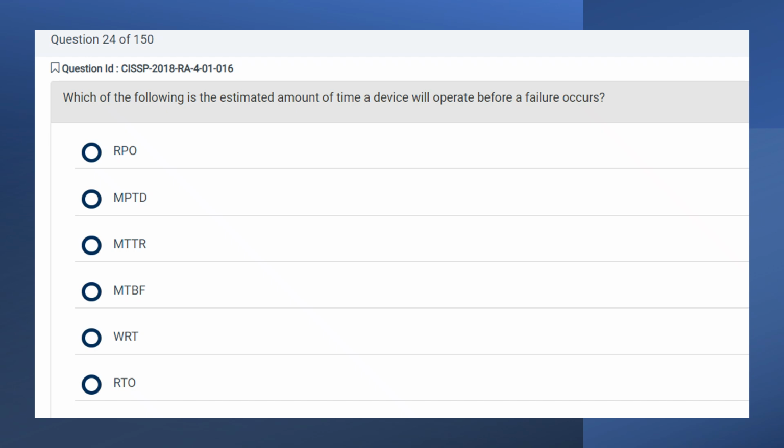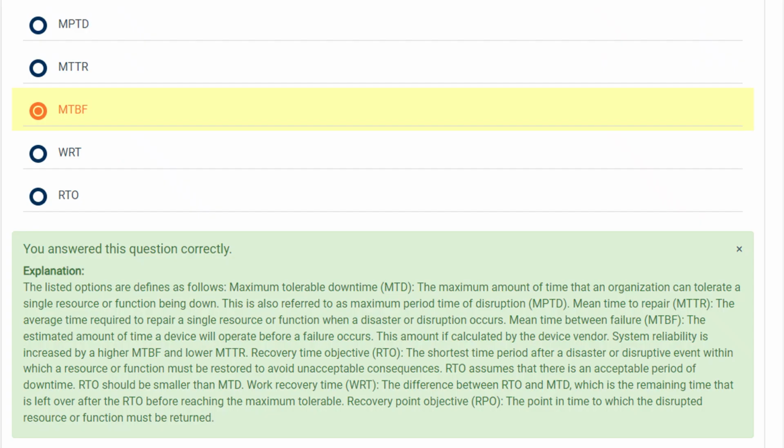Question 24. Which of the following is the estimated amount of time a device will operate before a failure occurs? RPO, MPTD, MTTR, MTBF, WRT, or RTO? The correct answer is MTBF. The listed options are defined as follows.